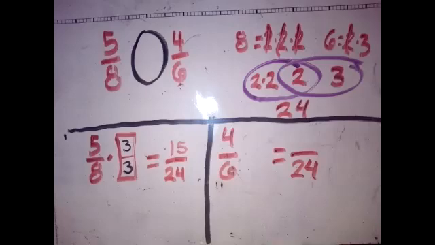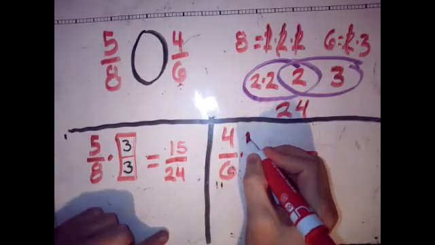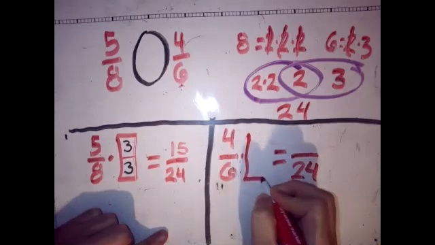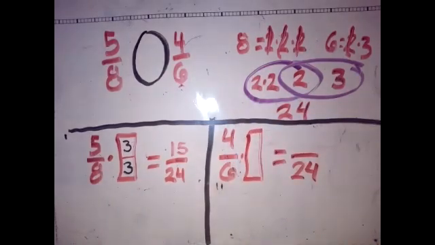And I'm going to do the same thing now with my 4/6. I'm going to multiply my 4/6 by 1. And because I'm multiplying it by 1, its value isn't going to change. But if I multiply it by a fraction that's equivalent to 1, the way it looks will change.